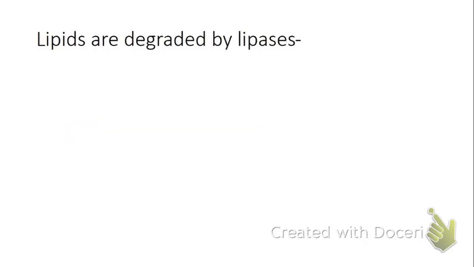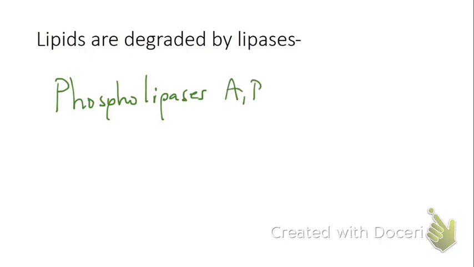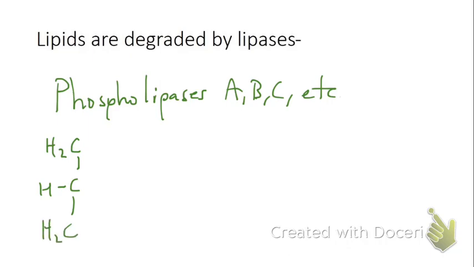So lipids are degraded by what's known as lipases. These are known as especially things like phospholipases. And you have A, B, C, so on and so forth. And so what these phospholipases do is that they cleave the fatty acid and or the lipid, which is composed of multiple fatty acids, in particular, very specific portions of that lipid. Let's say we put a bunch of fatty acids together into a lipid. This is what it would look like.